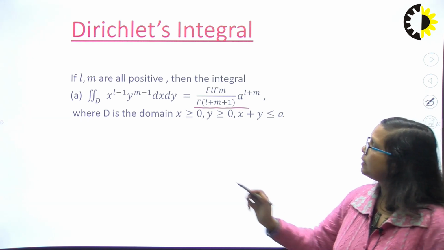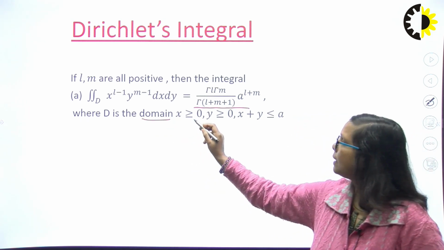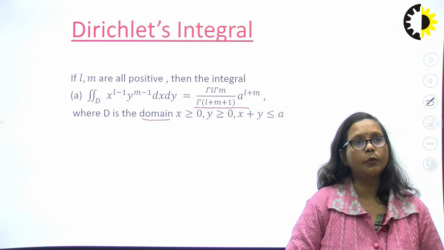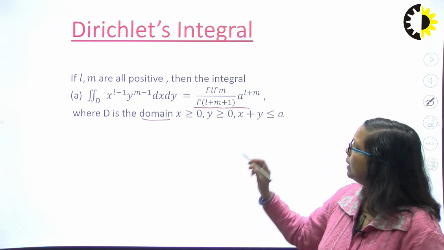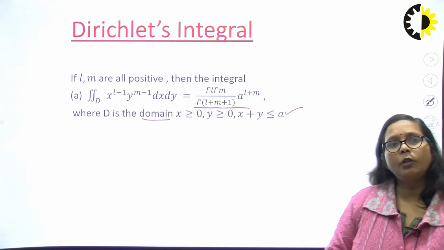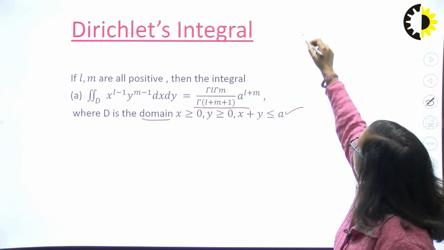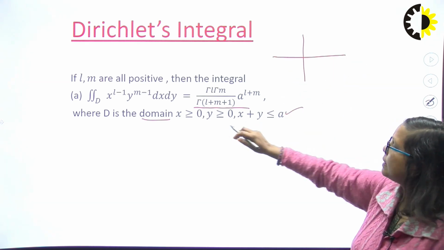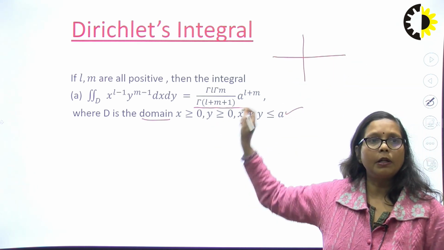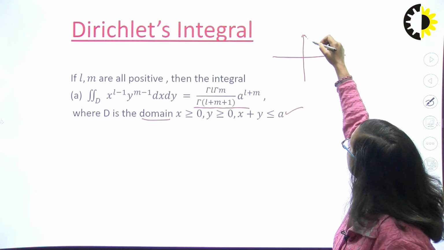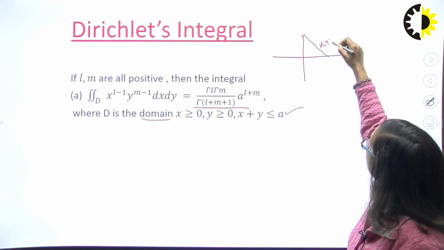So what is this D? D is the domain x greater than or equal to 0, y greater than or equal to 0 and x plus y less than or equal to a. So only under this domain are we able to apply the Dirichlet theorem. If we look at this domain and try to draw it, x greater than or equal to 0, y greater than or equal to 0 means the first quadrant, and the line x plus y equal to a is this line.